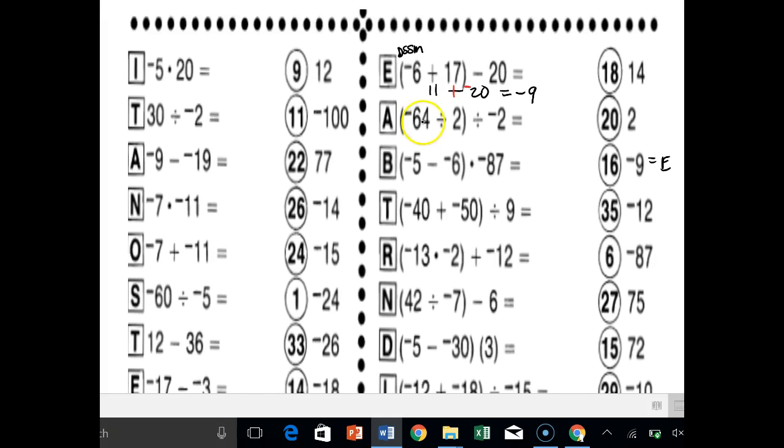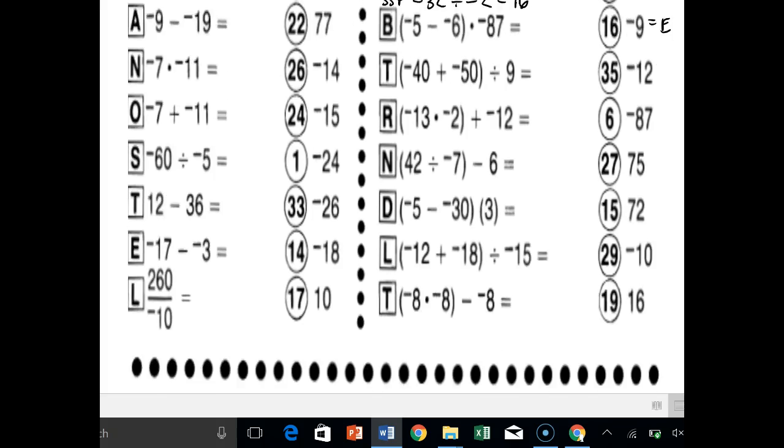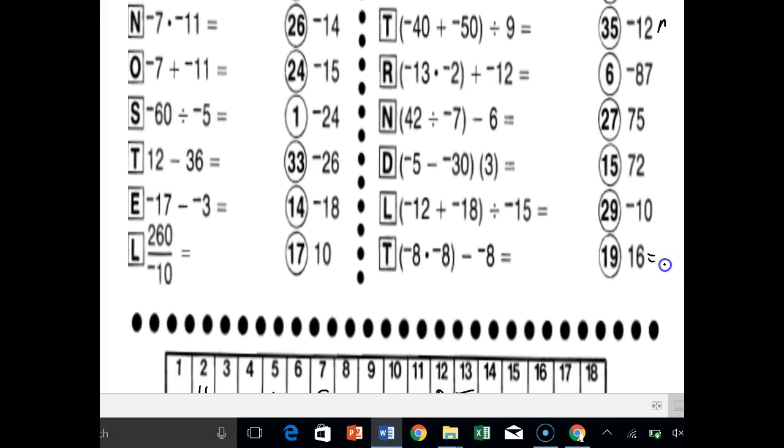Drop down to A. -64 divided by 2 and then divided by -2. So -64 cut in half, right? If you had $64 and you wanted to cut it in half, well, first of all, they're different signs, so it's going to be negative. So that's -32. And then divide -32 divided by -2. So those are same signs, so same signs positive now. And take $32, cut that in half, that's positive 16. So on 19, you put A.